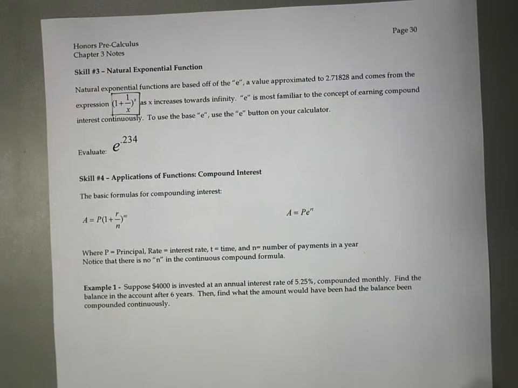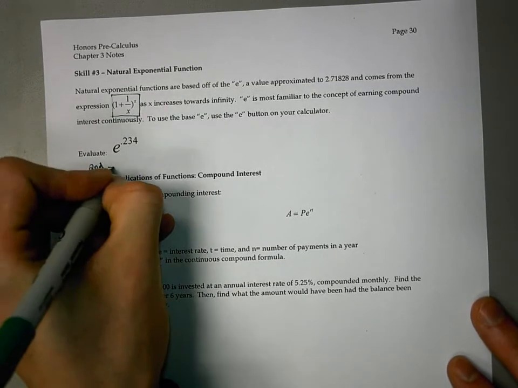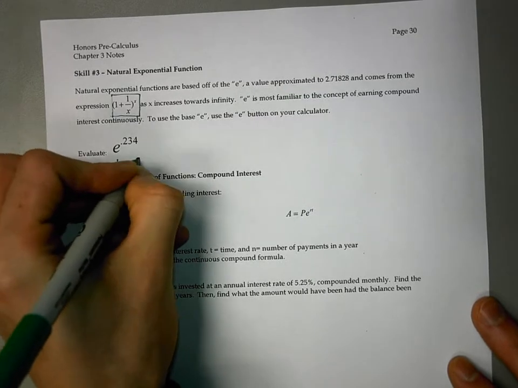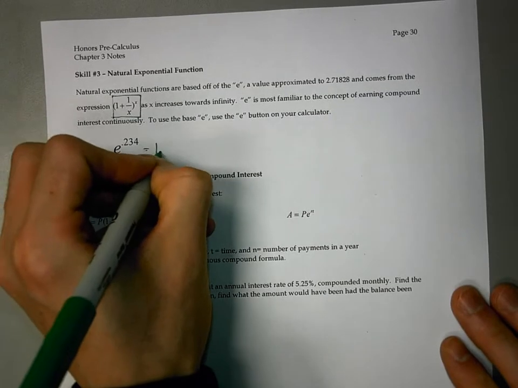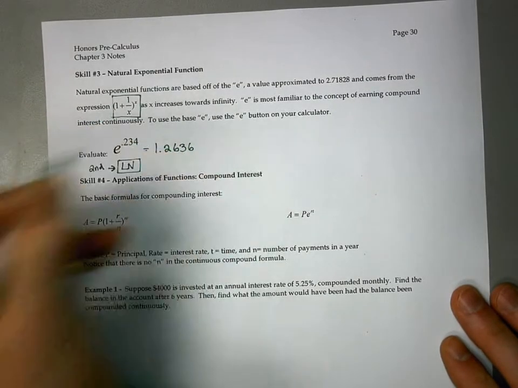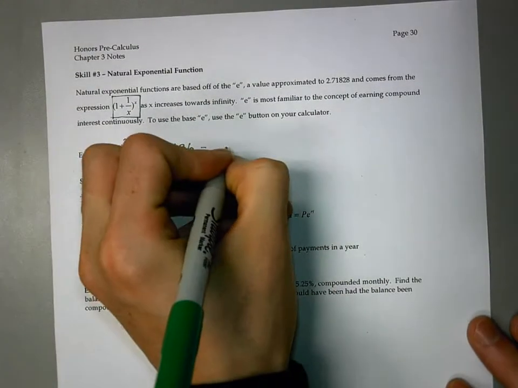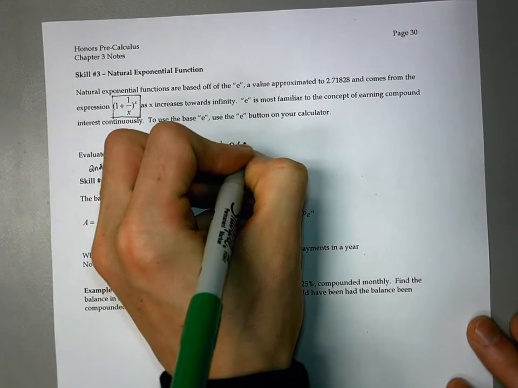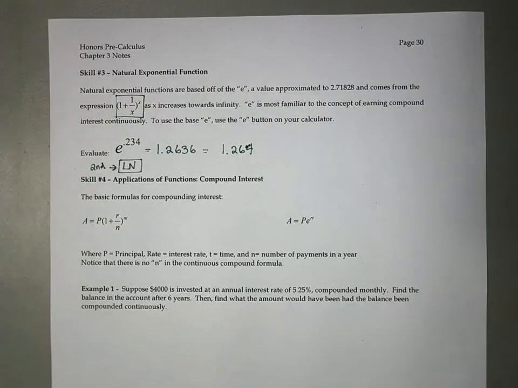So the first thing is evaluating an expression with e, and e is built into our calculator. On the TI-84, you hit the second button, and then hit the ln button, and you see the little e that's in blue above that, and I would type in my expression e raised to the 0.234, and that is going to give me 1.2636. And since we're looking at this from the AP perspective, we want to round everything to 3 decimal places: 1.264.